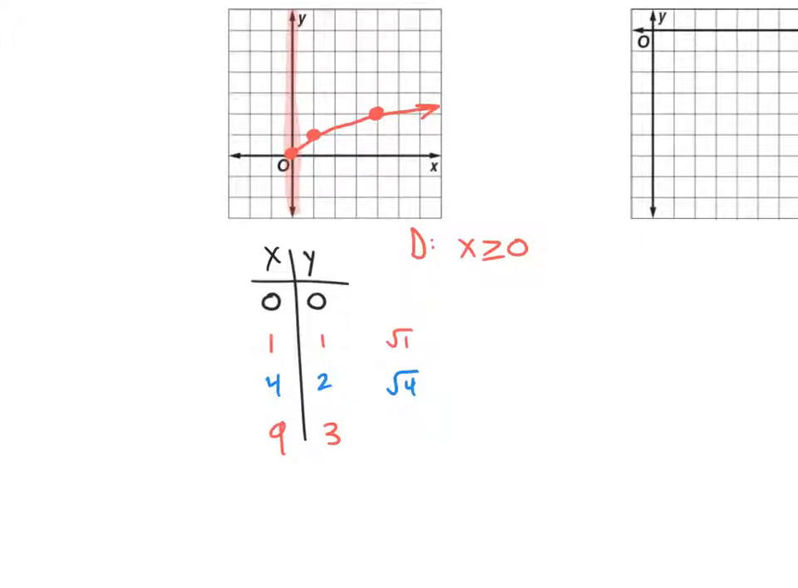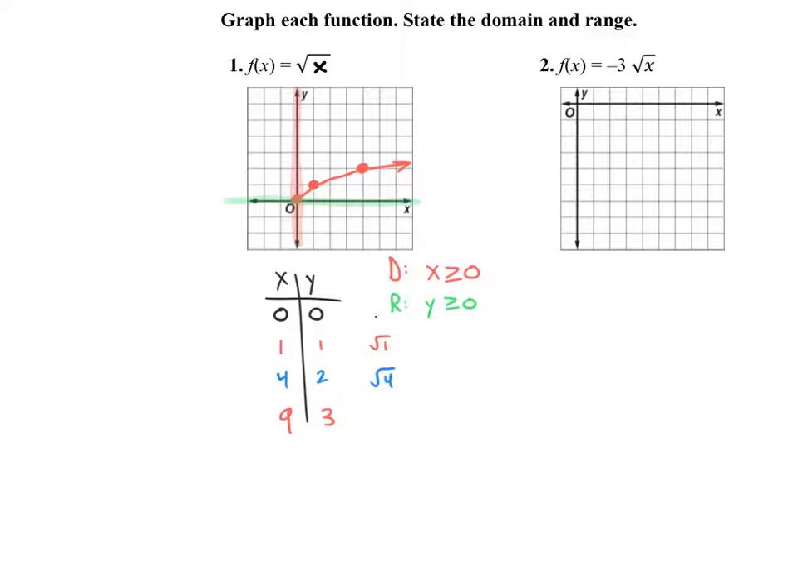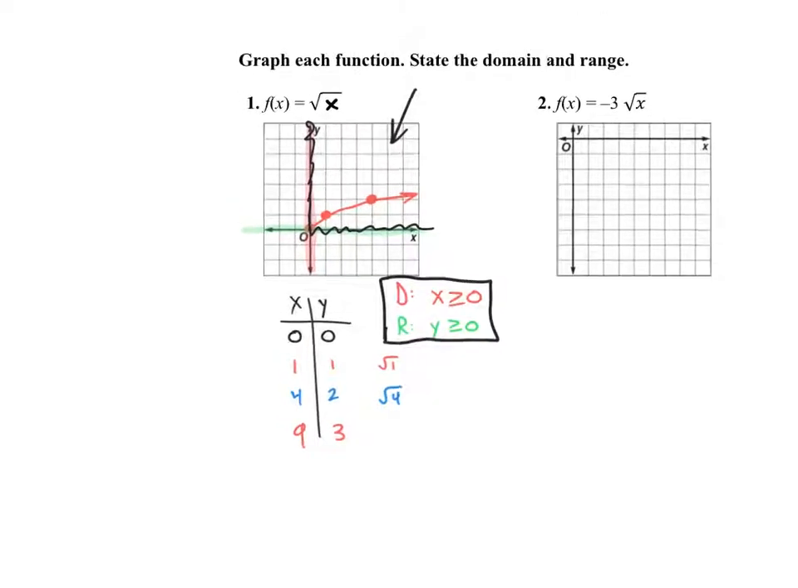For the range, how far down do we go? Well, 0, because we start there at 0, 0. So y is going to be greater than or equal to 0. So this right here is the generic domain and range. X is greater than or equal to 0, and y is greater than or equal to 0. Basically saying we'll go anywhere in this first quadrant. That's where this graph will live, only in that quadrant.